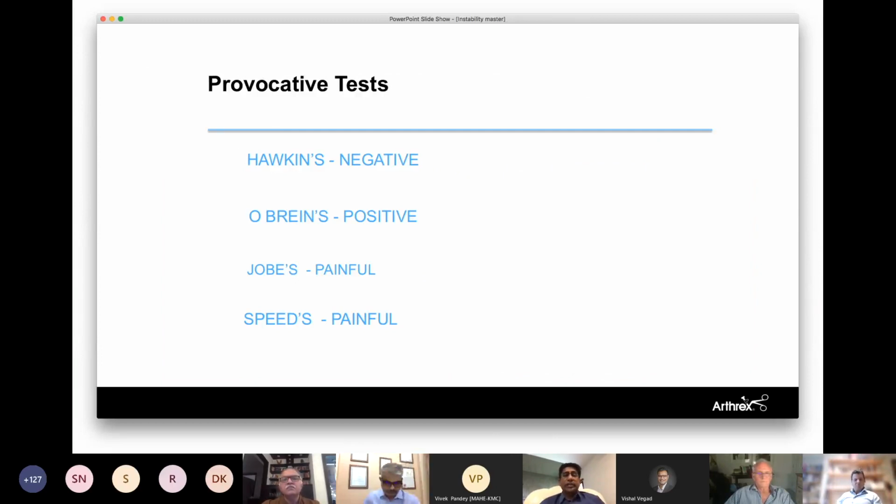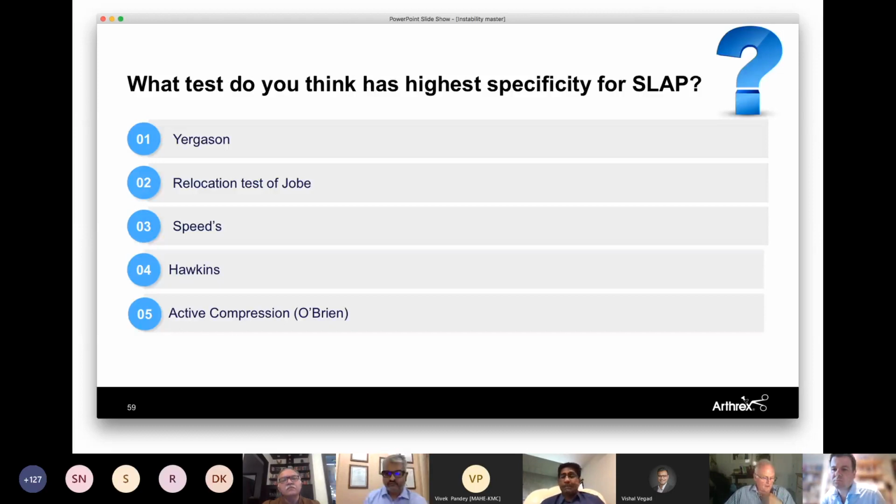Next slide, please. He had O'Brien's test positive, the Speed's test was painful, and also Jobe's test was painful. And his apprehension test was negative. Next slide, please. Okay, so our first question.